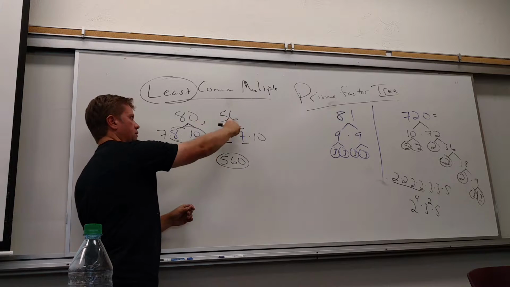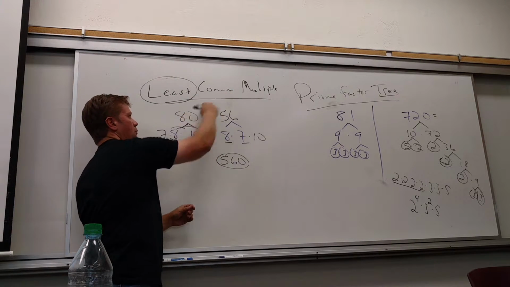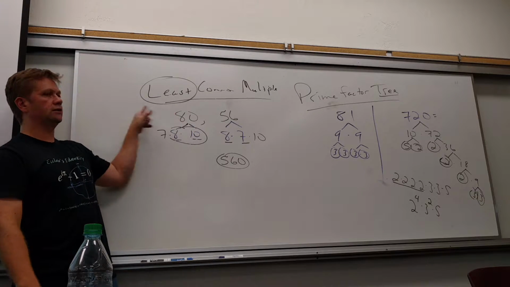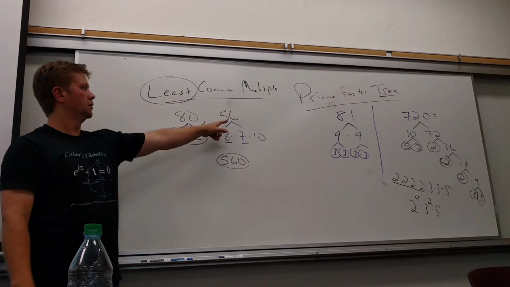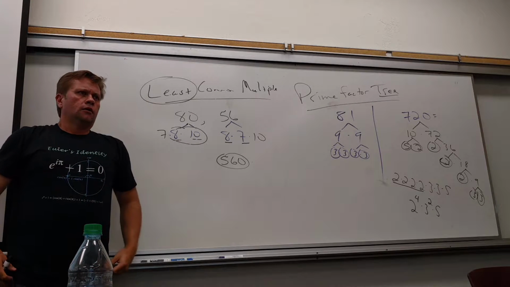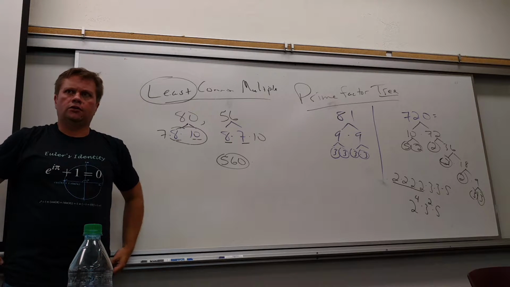560. That's the lowest. That's the least common multiple of those two numbers. That is one way to do it. Another way is just to start listing multiples of 80 until you match a multiple of 56. That would drive me insane. But if you're able to keep your sanity and do that, you could.